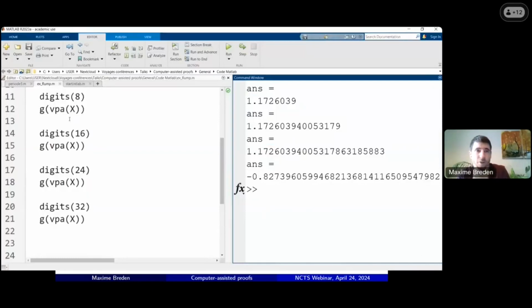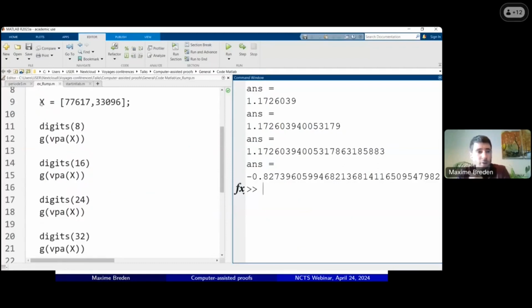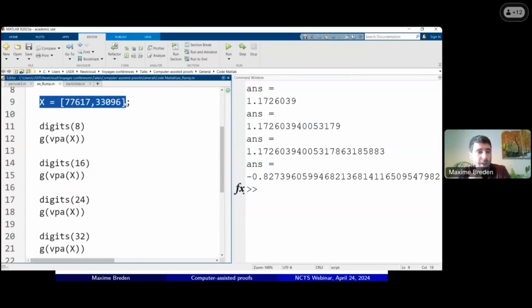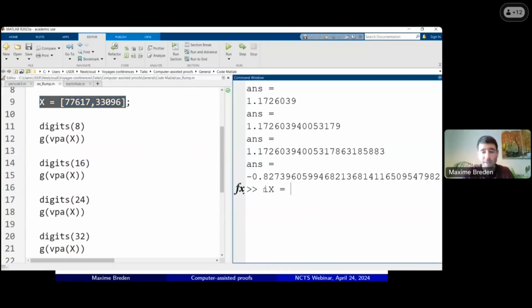So let's see on our example what this does. Here I'm using IntLab, a toolbox for MATLAB that does this. What I can do here is take x, which is A and B, two values, and I can declare this to be an interval.